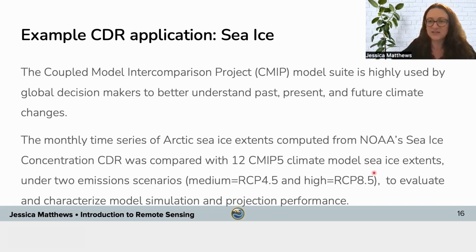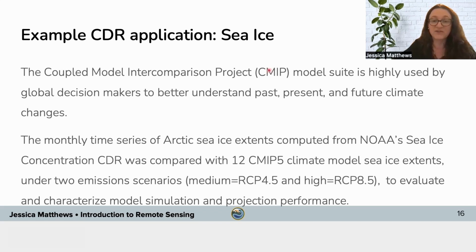We wanted to take this research a step further and understand how the CMIP model suite was agreeing or not agreeing with the projections that we produced directly from the observational data. The CMIP model suite, or the Coupled Model Intercomparison Project model suite, is highly used by global decision makers to better understand past, present, and future climate change.